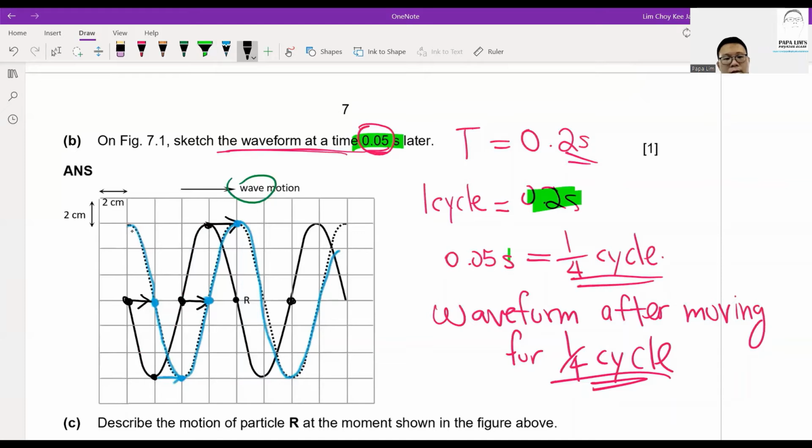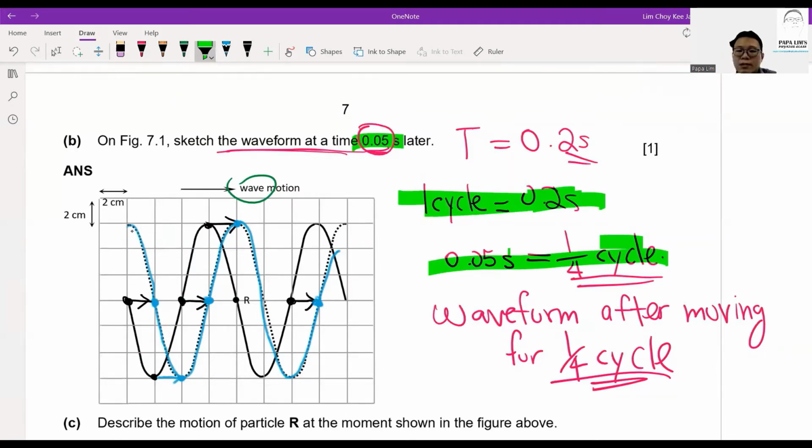So this dot, you shift right 1 square, you'll be here. The blue one will be the wave for 1/4 cycle. How do I know it's 1/4 cycle? Because 0.05 and 0.2 second, the difference is a quarter. So 0.05 second later literally means 1/4 cycle later. But I would say among all the section A questions, this particular question is one of the toughest, really.